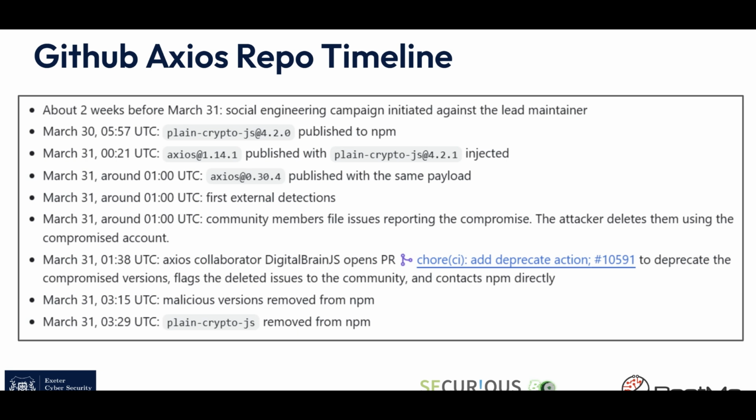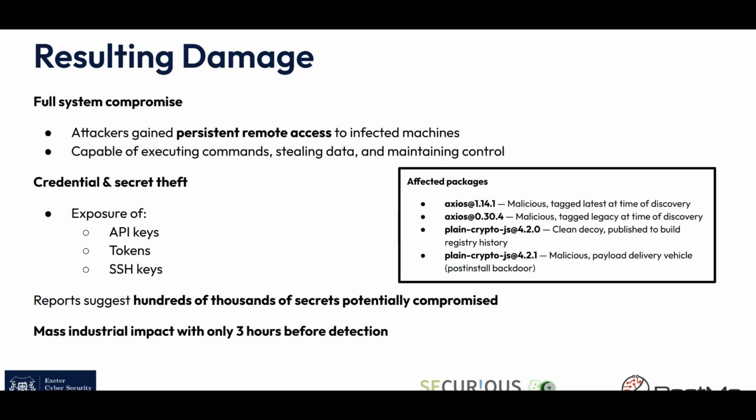And then only 3 hours later, they removed the malicious version from npm, and they removed plain-crypto-js from npm as well. So it took 3 hours, more or less. Maybe a bit less for it to be detected. But imagine something that is automatically downloaded by a lot of machines, and it took 2 seconds once it was downloaded to launch the malicious code. Definitely gives you time to do whatever you want.